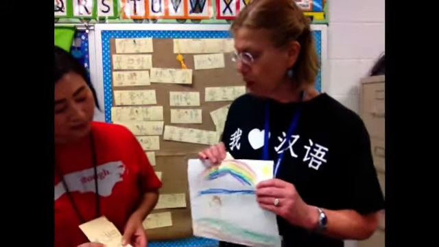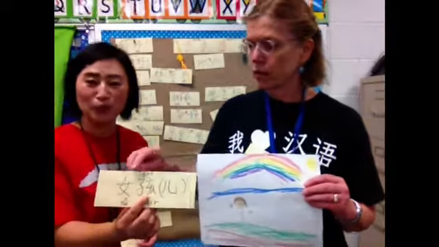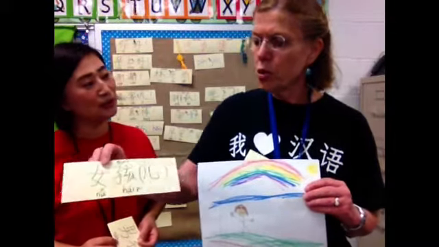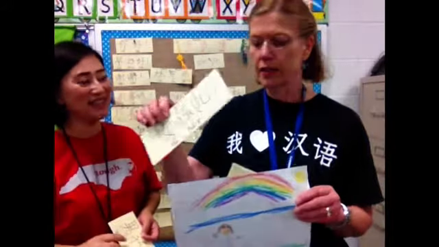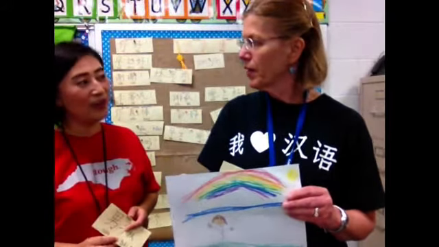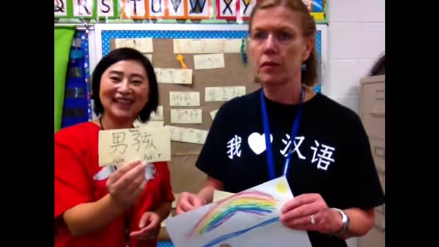Yes, there's a little girl. As a girl, then it should be 女孩. 女孩, 真棒, 非常好. What if it's a boy? Oh, I don't know. 男孩。 Oh, can you do that again?